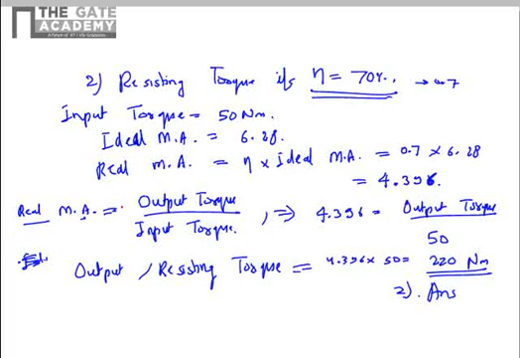The important point to note in this question is that when output torque is asked, you should always consider real mechanical advantage, because in a real system there will be frictional losses. If the efficiency of the mechanical system is not given, then you can assume ideal mechanical advantage as the real advantage if friction is zero. But you should always opt for real mechanical advantage.